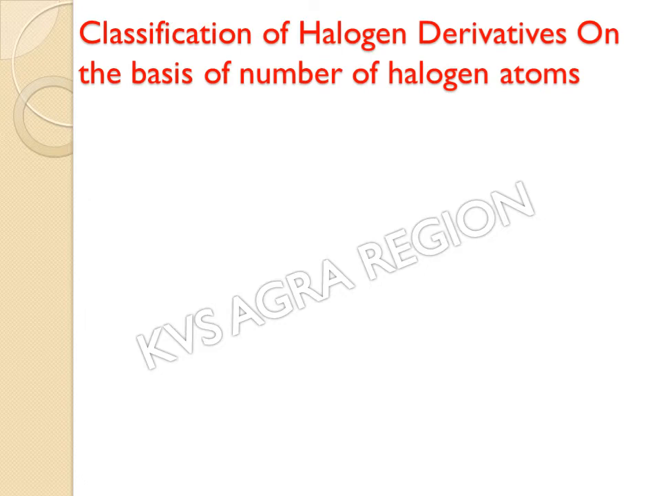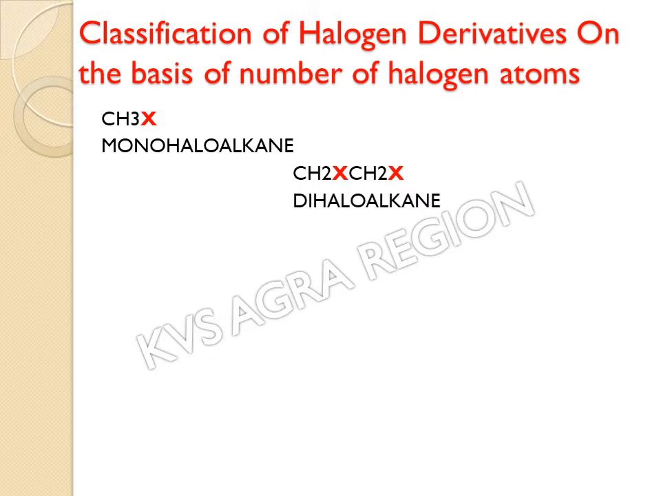Now, classification of halogen derivatives on the basis of number of halogen atoms. Here we can see CH3X, only one halogen atom is present over here. It is known as monohaloalkane, whereas CH2X2, here there are two halogen atoms and hence it is dihaloalkane. CHX3, here we can see there are three halogen atoms, hence it is trihaloalkane. So haloalkanes are classified as mono, di and tri.